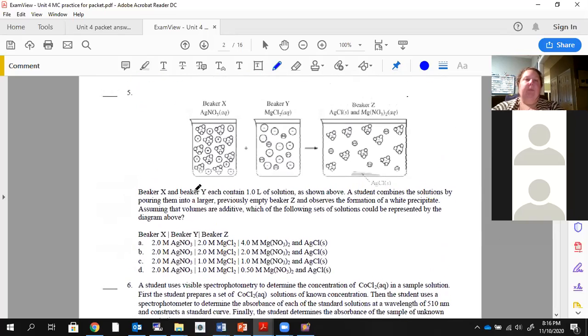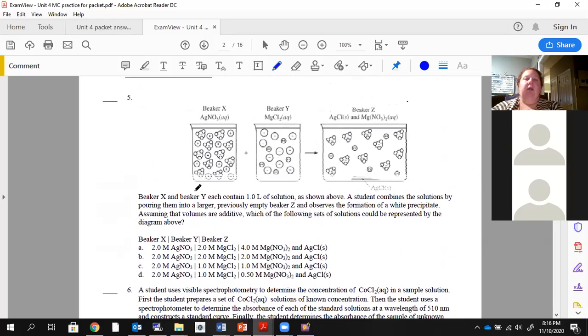Yeah. Okay. So question 5 is talking about ratios, basically, is what I was talking about. And so we have to be able to figure out what those ratios are based on what the pictures are showing us. So in this first beaker, we've got silver nitrate. We've got 1 silver ion for every nitrate ion. In the second beaker, we've got magnesium chloride. So we've got 2 chlorine ions for every magnesium. In this final beaker, they tell us that we've got this big old chunk of solid silver chloride sitting at the bottom of the beaker.